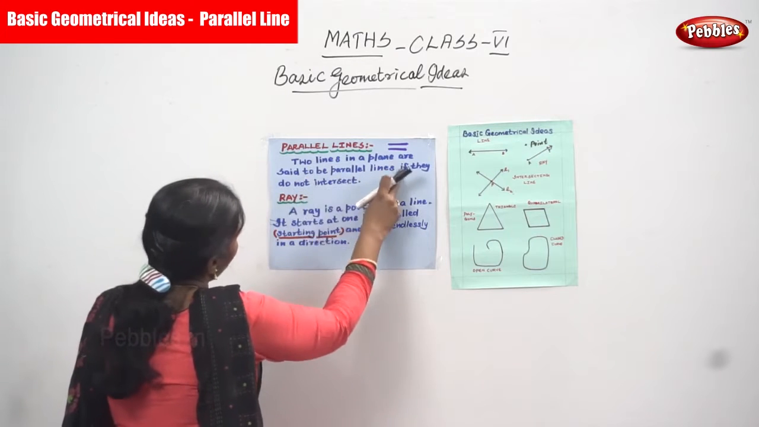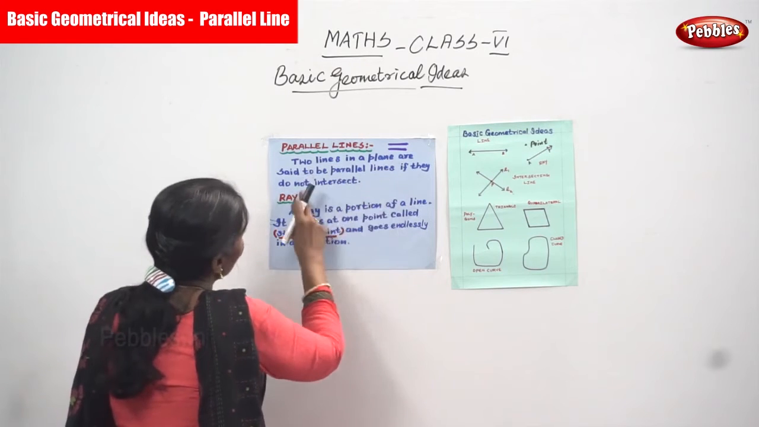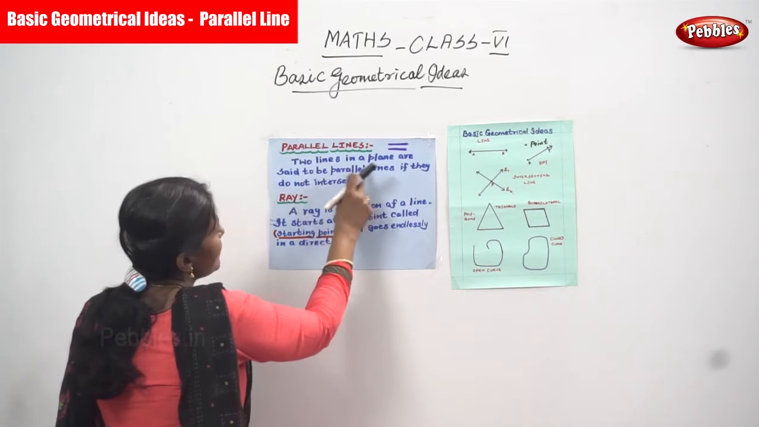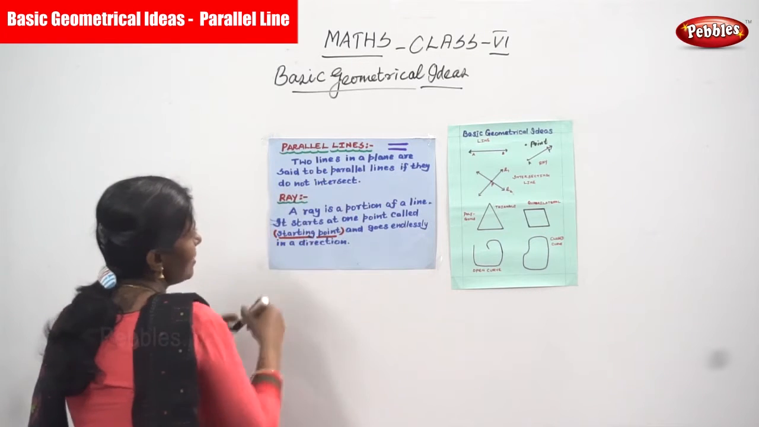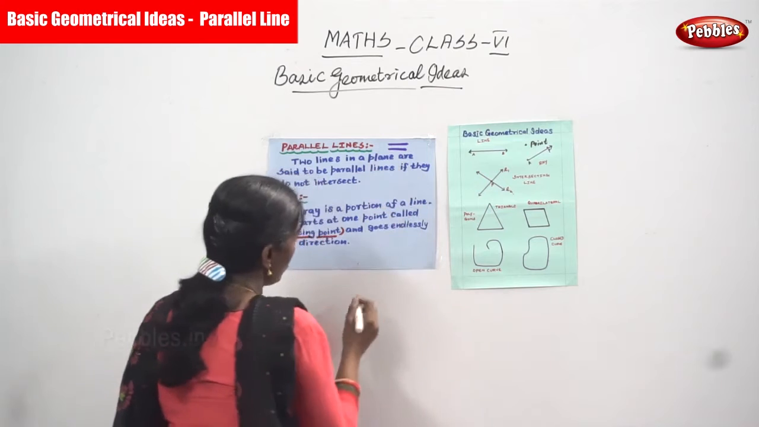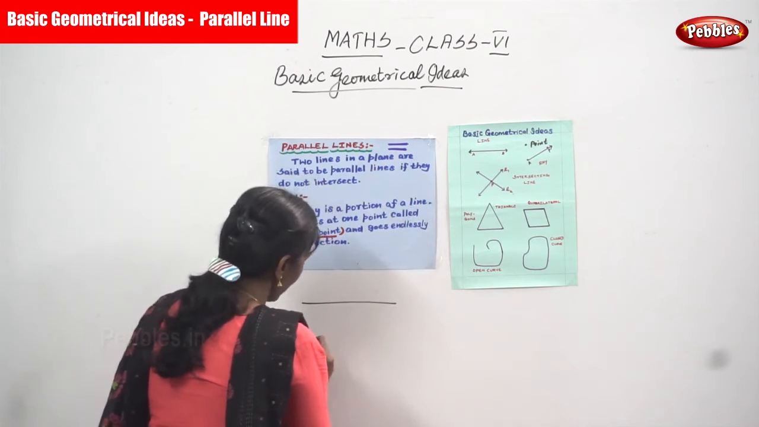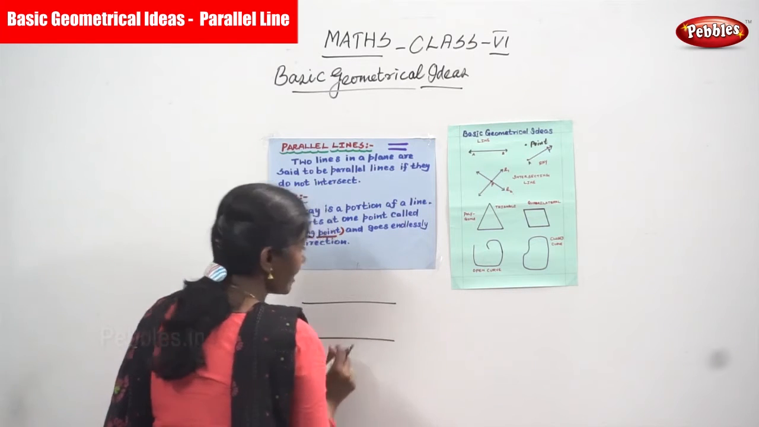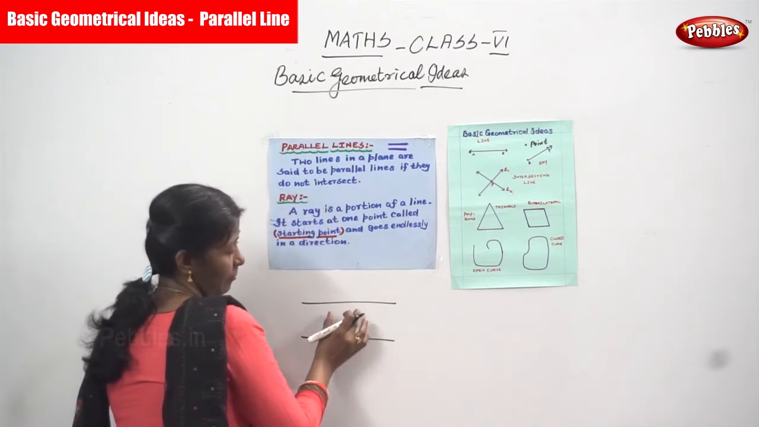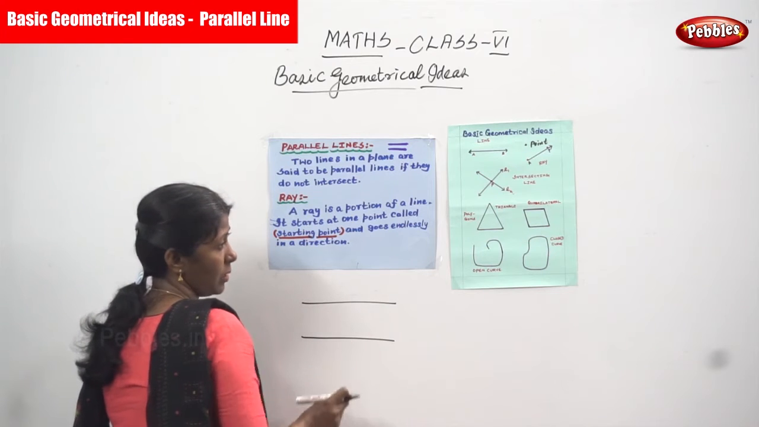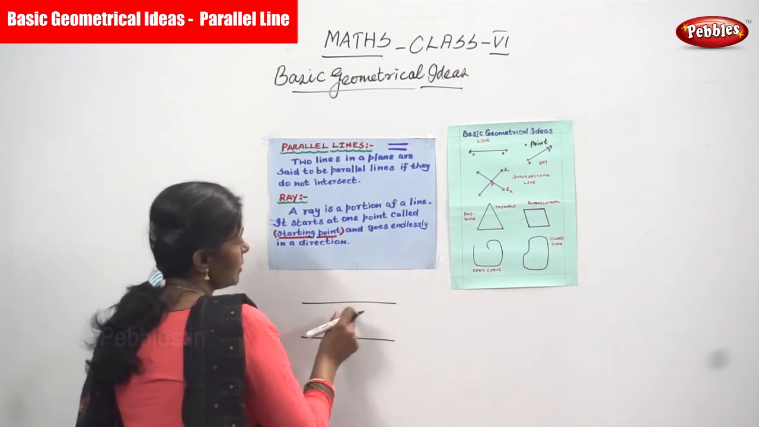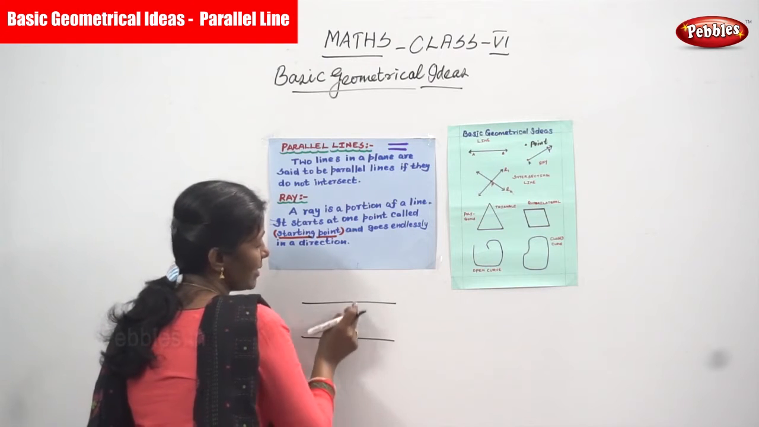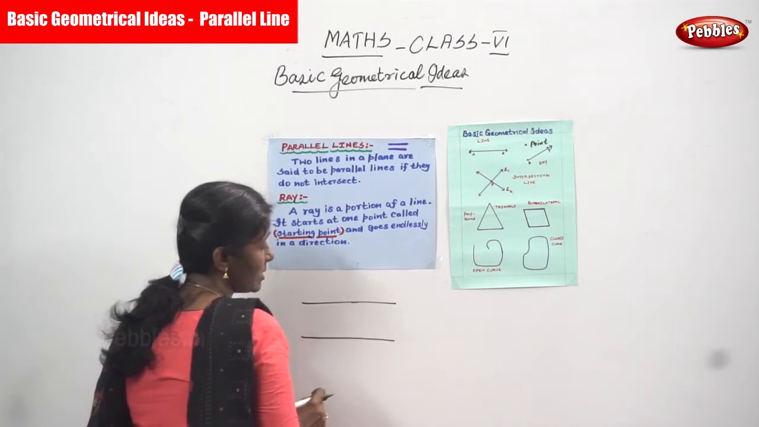Two lines in a plane are said to be parallel lines if they do not intersect. This is what I've drawn already. Anyhow, I'll draw. This is one line and this is another line. It's like a platform, otherwise we can call it a railway track, whatever it may be. So these two lines are called as what?